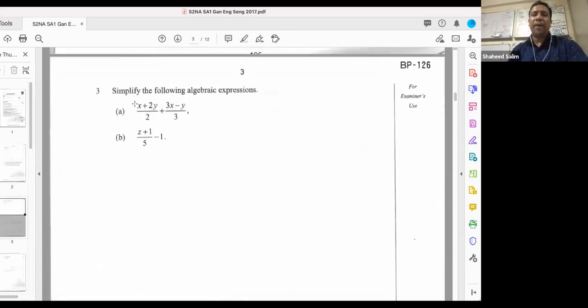Please simplify. That means make it neat. You're not supposed to find what's X. You're supposed to make it all as one fraction.